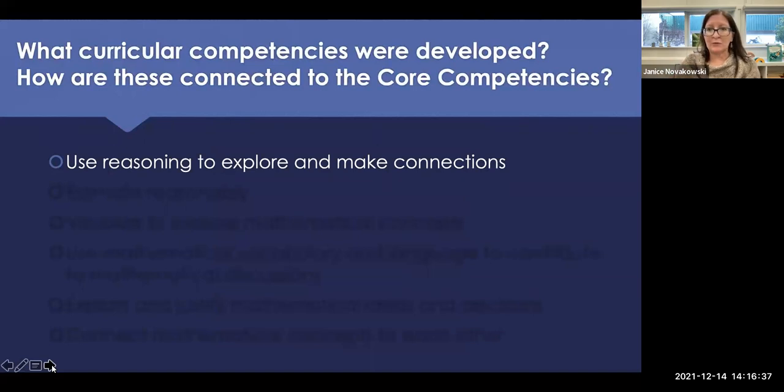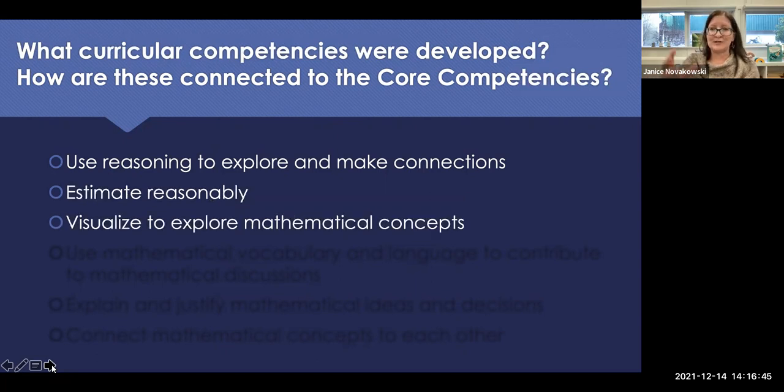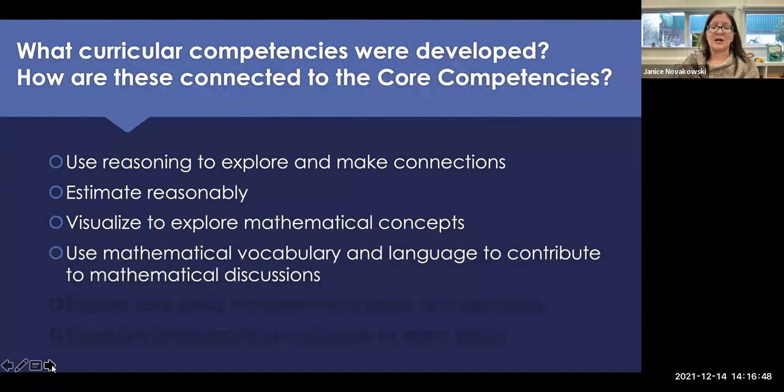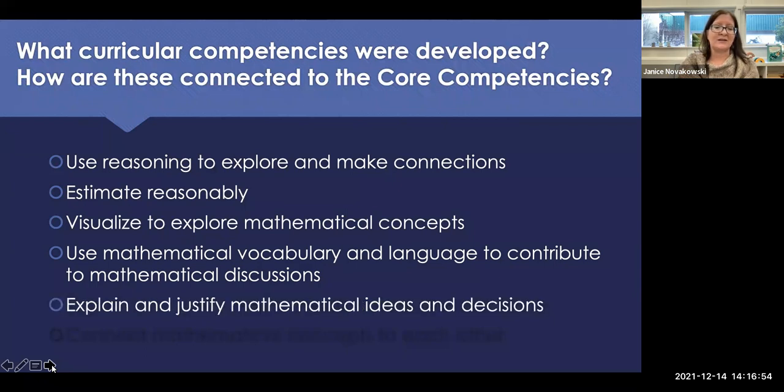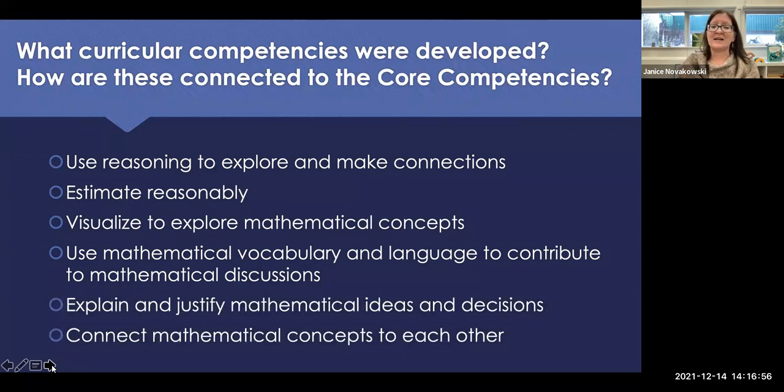And then when we think about that routine in particular, all the different curricular competencies that are being developed. So using reasoning, estimating, visualizing, which is important with that particular image, using specific mathematical vocabulary and language to communicate your thinking and your explanation, explain and justify, and then connect mathematical concepts to each other. So you can see in just that short routine, students are developing their curricular competencies, many curricular competencies in one routine.